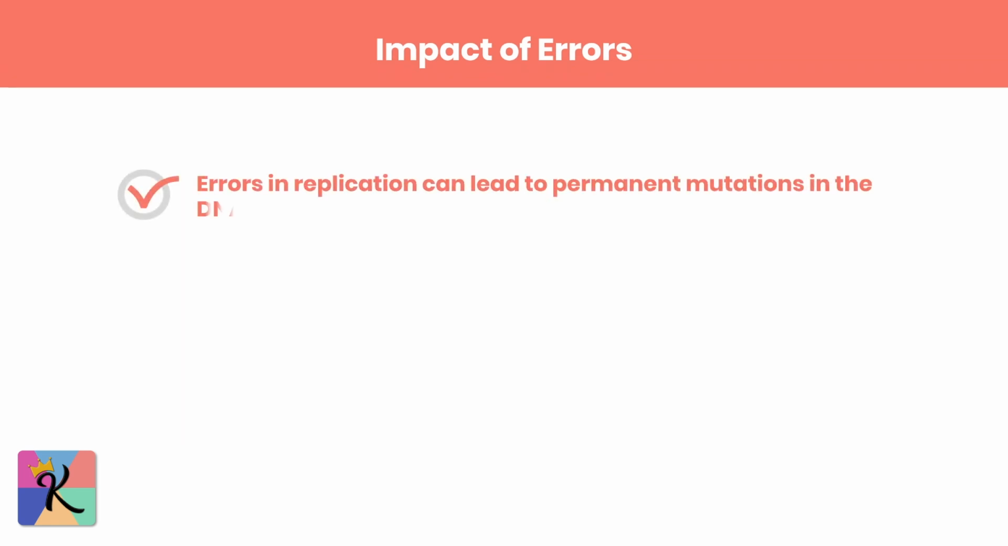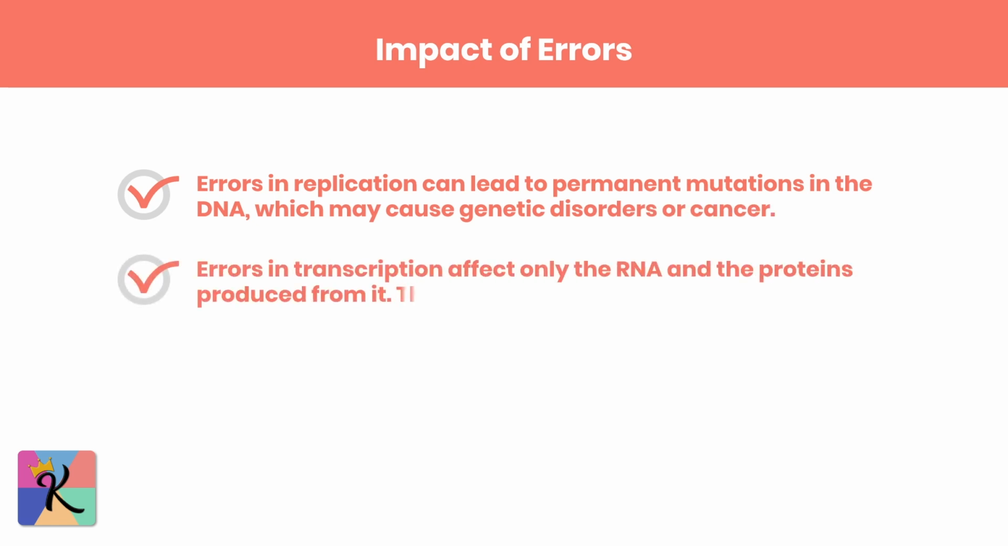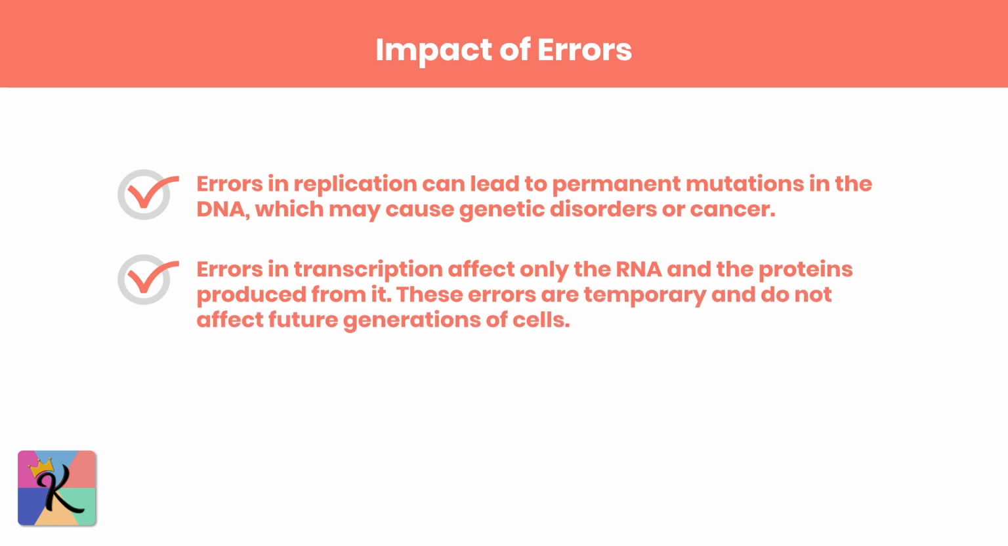Errors in replication can lead to permanent mutations in the DNA, which may cause genetic disorders or cancer. Errors in transcription affect only the RNA and the proteins produced from it. These errors are temporary and do not affect future generations of cells.